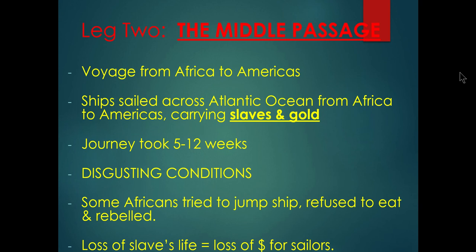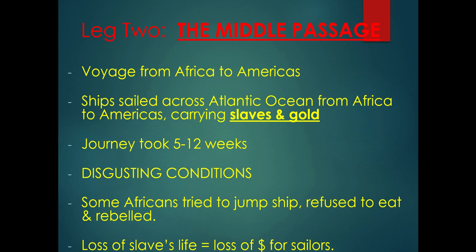All right, so that is the first part of the passage. Now we're on to the second leg of the passage, the middle passage. This was the worst part of the passage. This was the worst part of the triangular trade. This was the voyage from Africa to the Americas. So this is when the slaves were on the ship on their way to be slaves for the Americans.